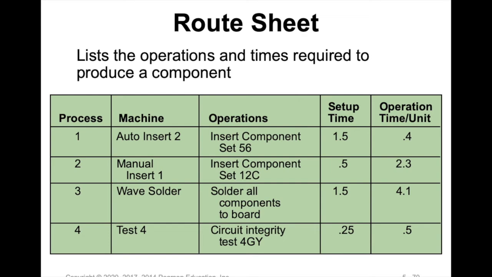This is the route sheet. This is the operations and times required to produce a component. So it states your machines, what they do. So ada 4 machines kat situ: auto insert 2, manual insert 1, wave solder and test 4. So what does this machine do tu is dalam operation tu. So dia kata the first process, machine auto insert 1, the operation is insert component set 56. So there is this setup time which is 1.5, and the operation time is only 0.4 per unit. Alright, second lah kot. So speed one lah.